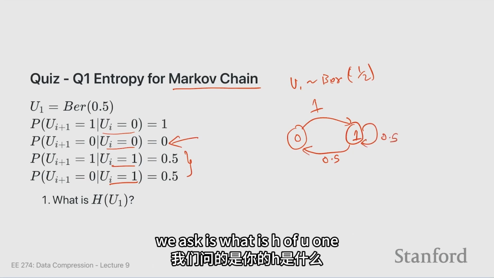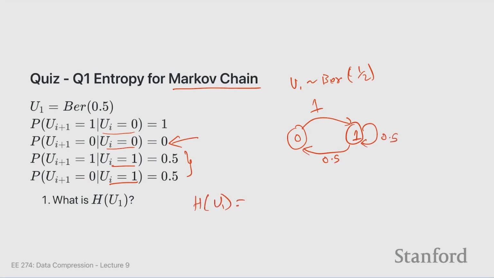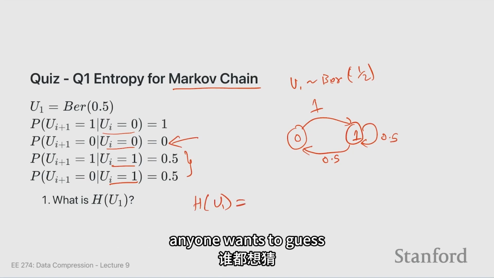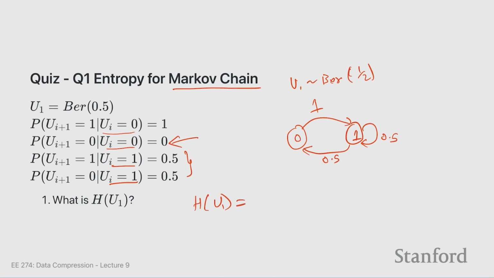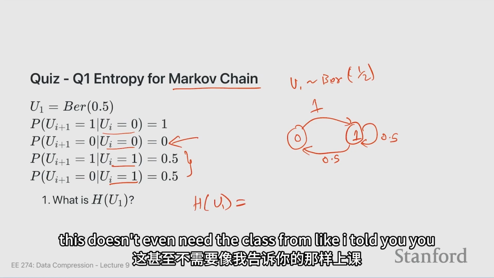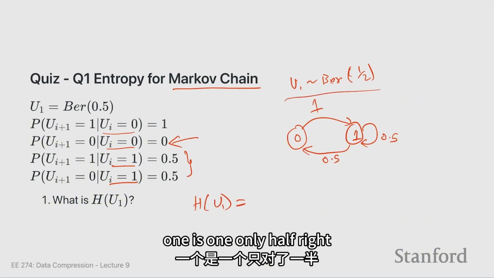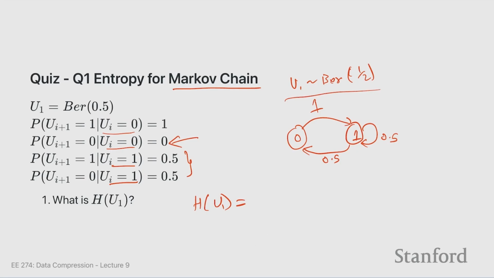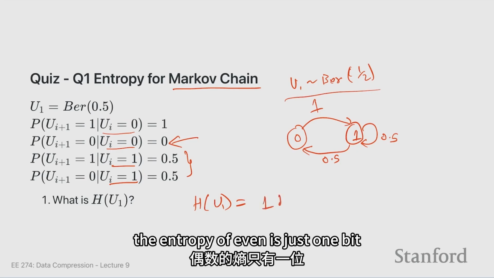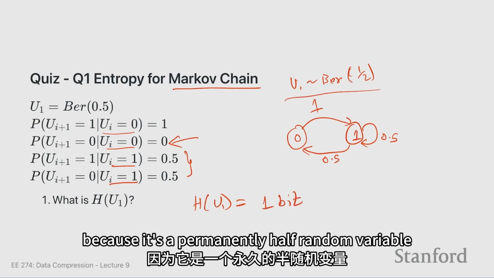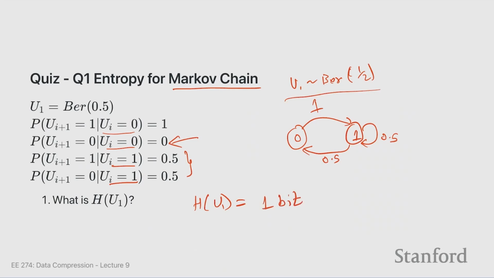So the first question we ask is, what is H of U1? Anyone wants to guess? The entropy of U1. This doesn't even need the class, like I told you, U1 is Bernoulli half. So the entropy of U1 is just 1 bit because it's a Bernoulli half random variable. So that's good.